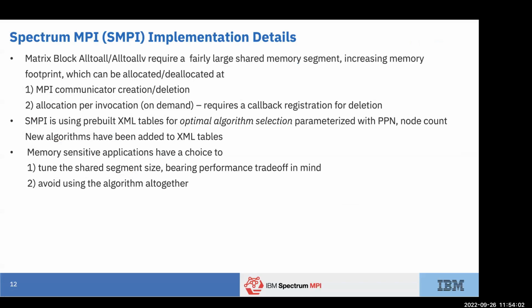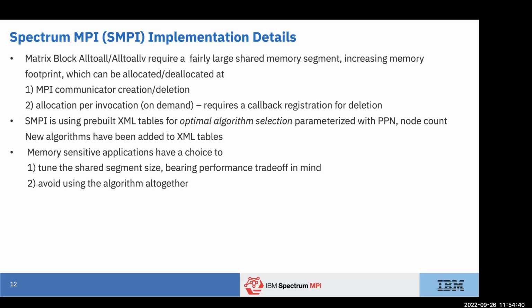So, some implementation details in Spectrum MPI. We need to allocate and deallocate this shared segment at the MPI communicator creation and deletion time. Well, actually, we have a slightly different implementation where this shared segment is allocated on demand. For instance, if an application is not using Alltoall, it will not allocate extra memory.